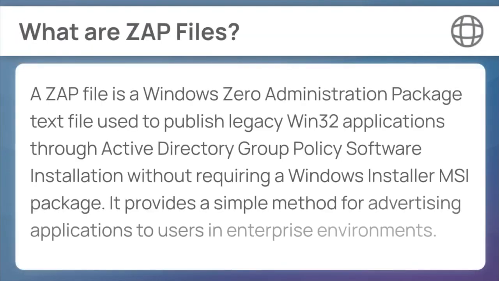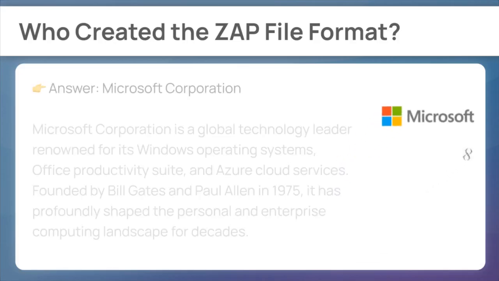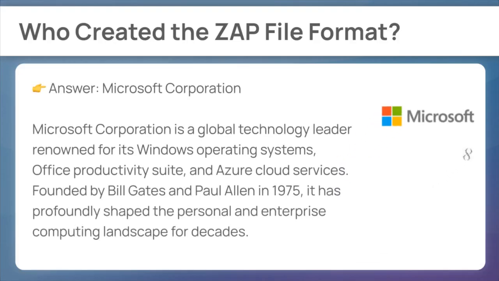A ZAP file is a Windows 0 administration package text file used to publish legacy Win32 applications through Active Directory group policy software installation without requiring a Windows Installer MSI package. It provides a simple method for advertising applications to users in enterprise environments.